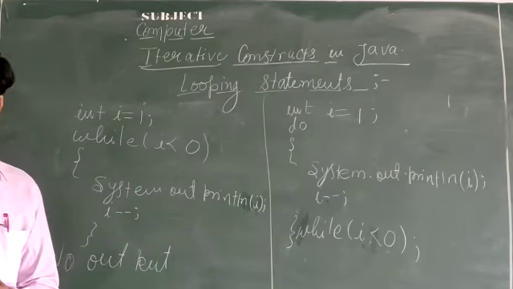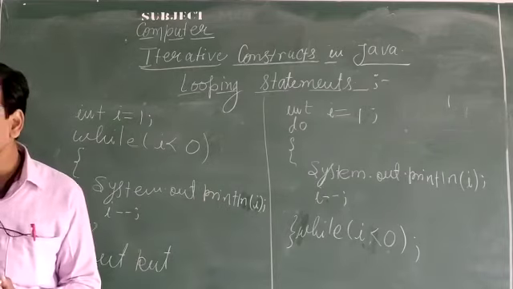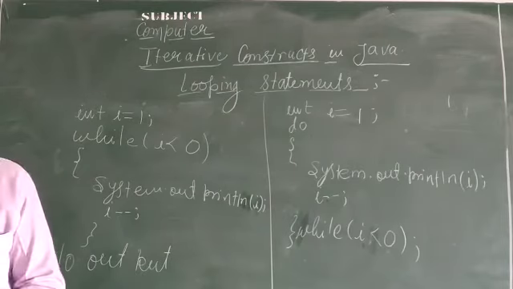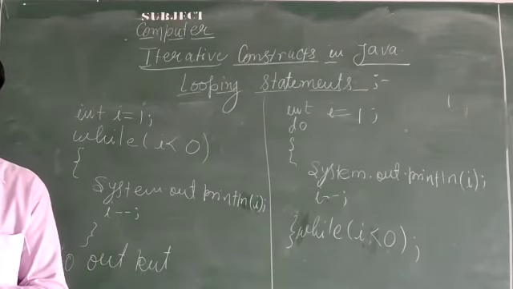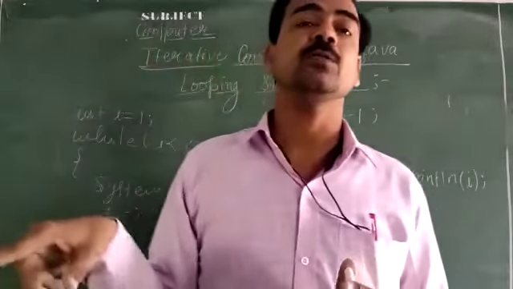And in the last point, we can say while loop is an example of entry control loop, and do while loop is an example of exit control loop. Got it? So the same answer we can write in that question also.